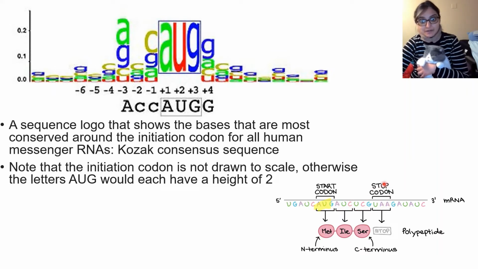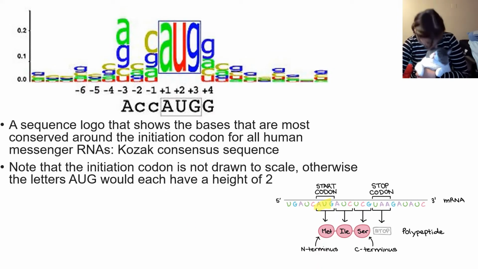There are 3 stop codons. But AUG is the only universal start codon. And what you can see here is when people analyzed the translation bases in humans, they found this maximum height at AUG here, and it was always at AUG.